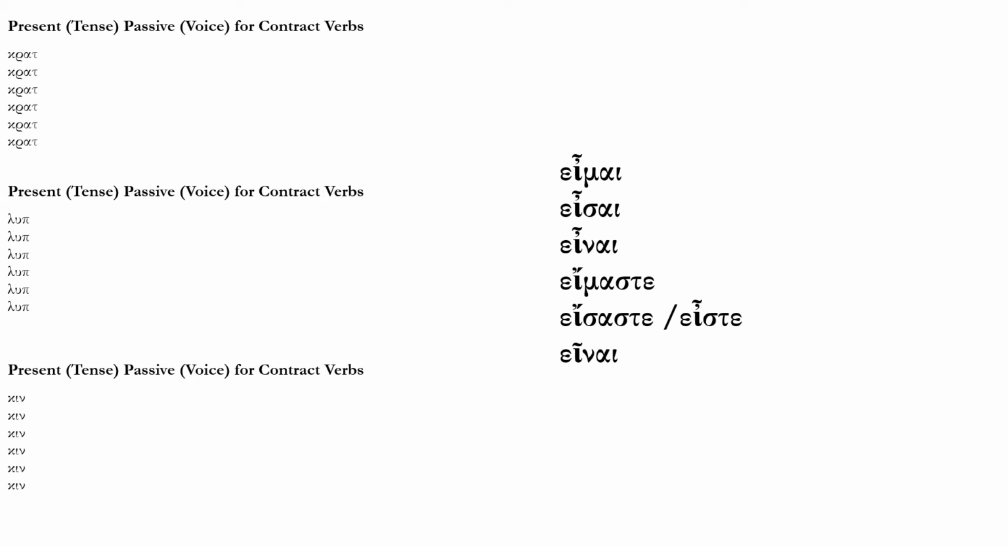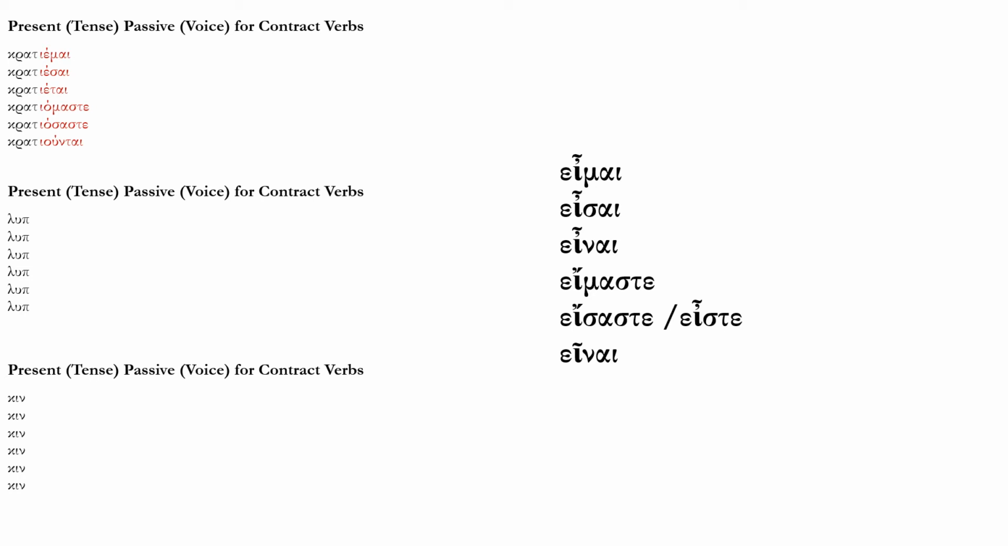If we look at the right side, we'll see our old friend ime. I am. Ime, ise, ine, imaste, isaste, ine. I am, you are, he, she, it is, and so on. Some version of these is going to be used in the passive voice. Kratieme is how we're going to say I am held. Kratiese, kratiete, kratiomaste, kratiosaste, kratiunde. And these are really not that different from ime.